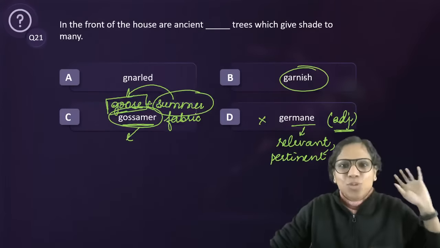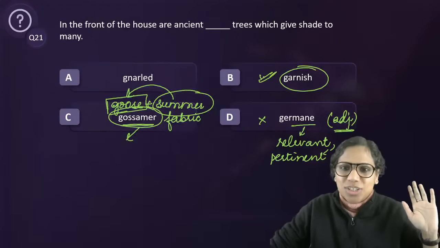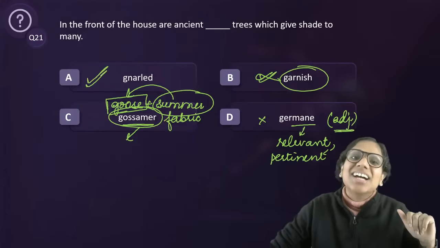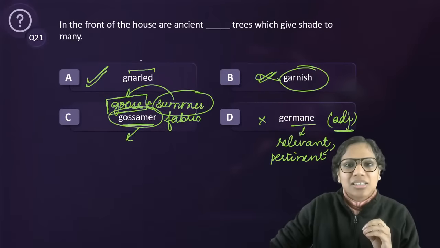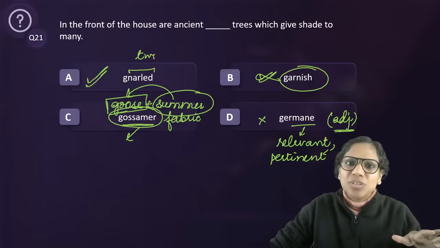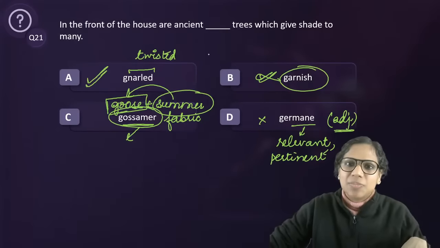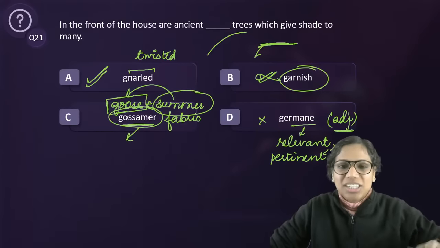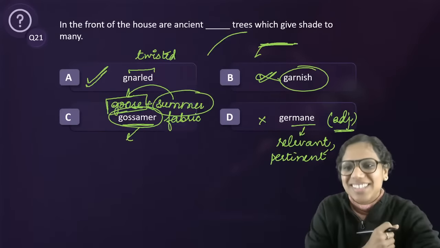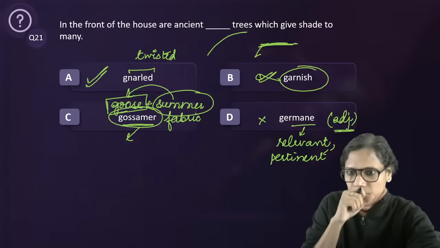Garnishing, we all know from cooking. So, of course, this is not the answer. Gnarled is the answer. G is silent, gnarled. Gnarled is twisted. There are some trees that are very twisted. Some of them are not entirely vertical, some are even horizontal beyond a point. Such trees are called gnarled trees.